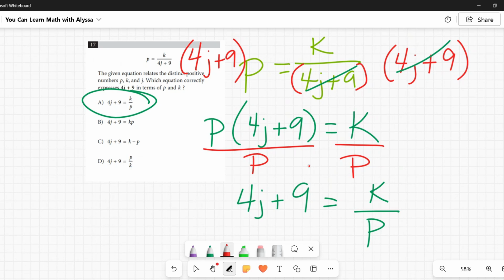But yeah, anytime, if it's the J, it's the 4J plus 9, whatever it is, if it's in a denominator, this is the process you go through. You multiply both sides by it to get it out of that denominator. That moves it over to the other side, and then you get rid of anything else that's left to get it by itself. And our answer is A.